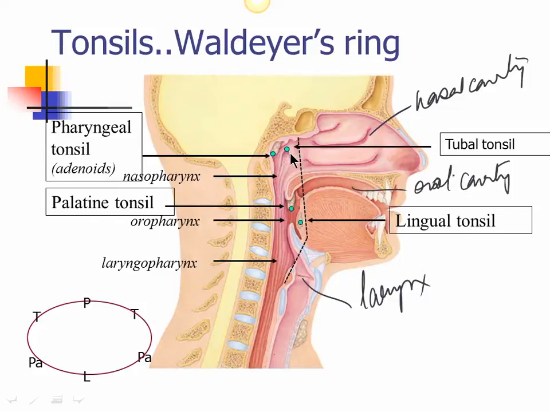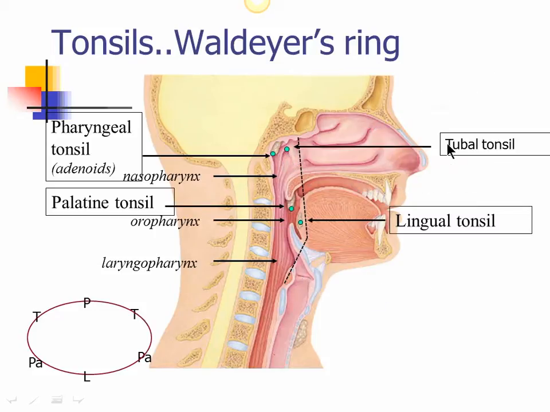This one, which is over the auditory tube, is known as the tubal tonsil. So this green bit is over the auditory tube. It's called tubal, that's why it's called tubal tonsil. So it's above the auditory or eustachian tube, also called the pharyngotympanic tube.